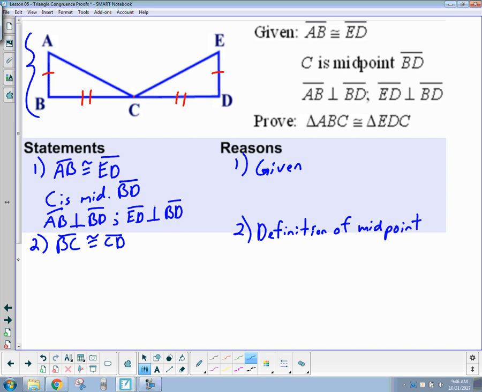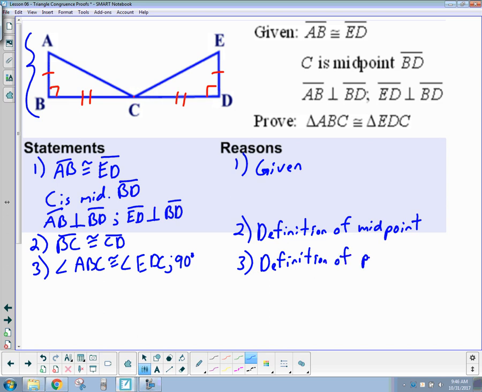3. What else can we take out of this? Well, perpendicular means these lines intersect at 90 degrees, so let's put a 90-degree symbol there and there. Again, we kind of need to state that. In fact, I'm going to say that angle ABC is congruent to angle EDC, since they're 90 degrees and congruent to each other. So we'll say definition again of perpendicular lines.